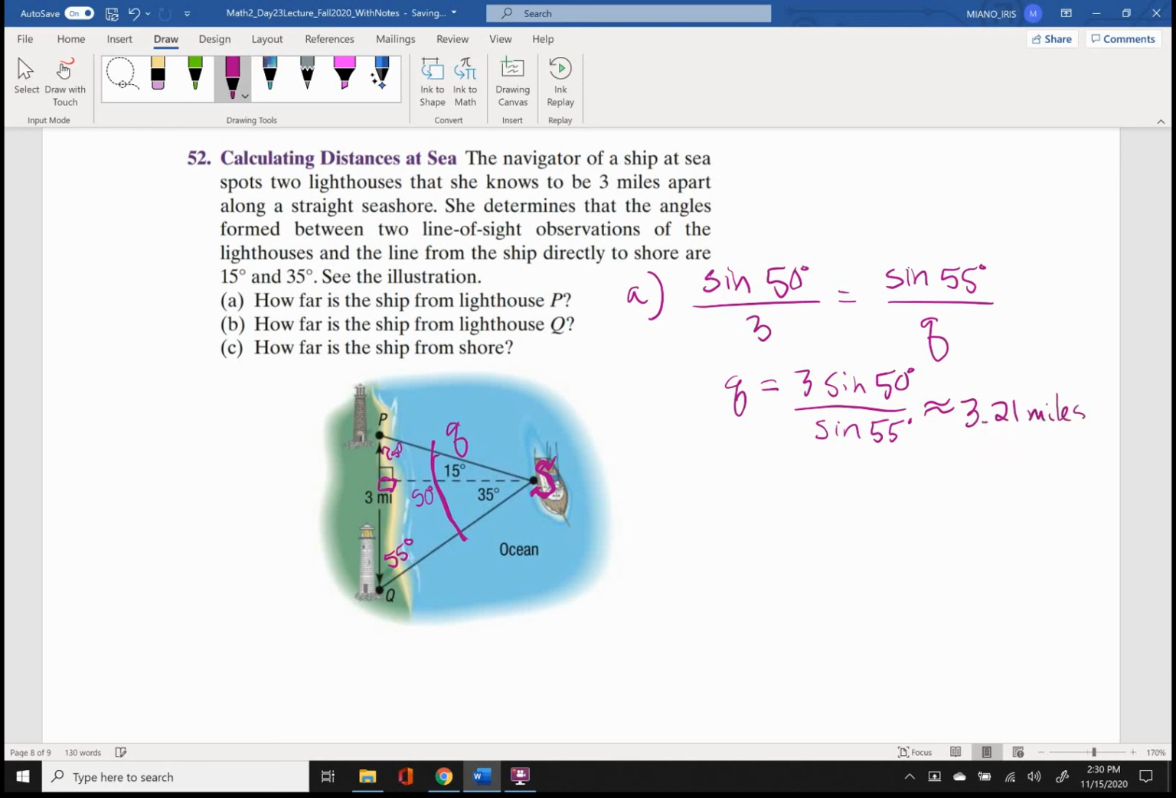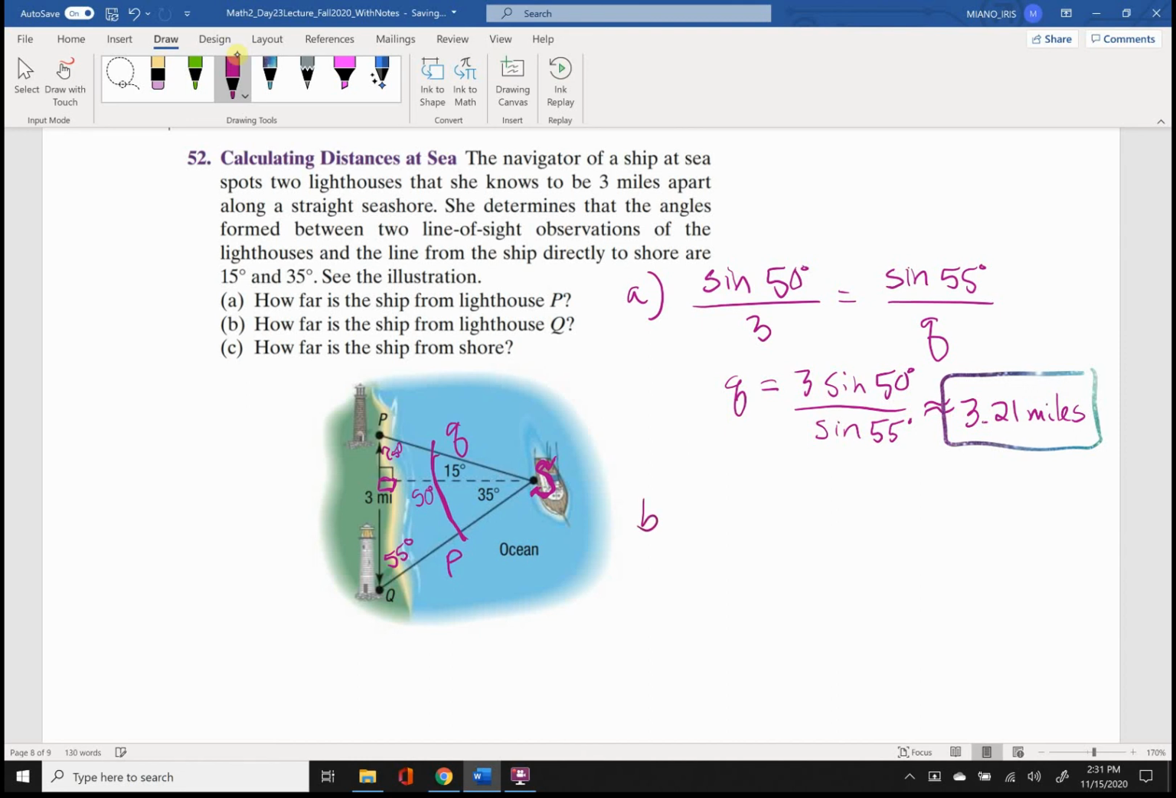Slap some miles on it, and you are completely set for part 1. So just to be clear, the ship is 3.21 miles away from Lighthouse Q. How far away is the ship from Lighthouse P was part 1. It was the length of Q. I'm making this more confusing than it needs to be. Okay, here we go. Just trying to uphold conventions here, guys. Now we want to find the length from Q to S, aka lowercase p, if I'm upholding the convention. What is that length of the ship from Lighthouse Q?